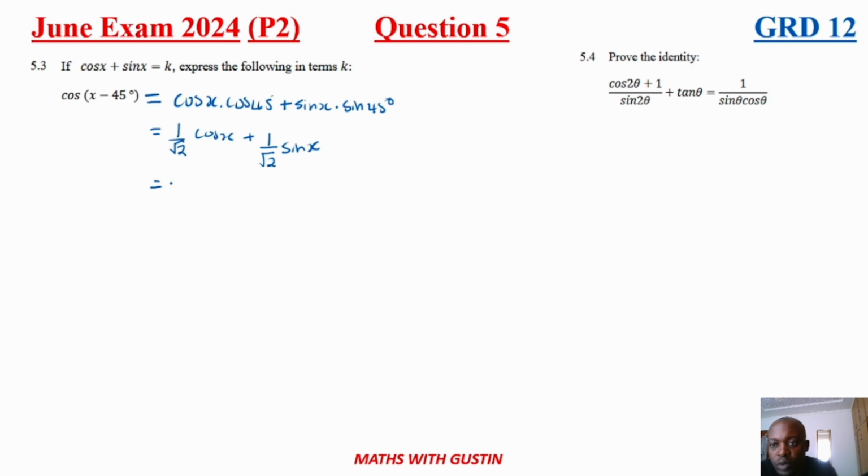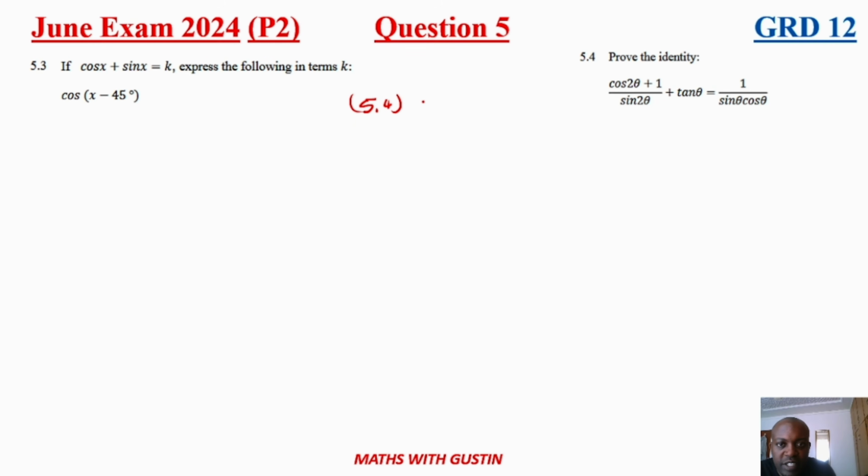Therefore we'll take out 1 over square root of 2 as our common factor to simplify this. Therefore in brackets we're going to have cos x plus sine x, and cos x plus sine x, they said, is k. So the only thing we need to do here is to substitute k here, and that should be our final answer. Let's look at 5.4.